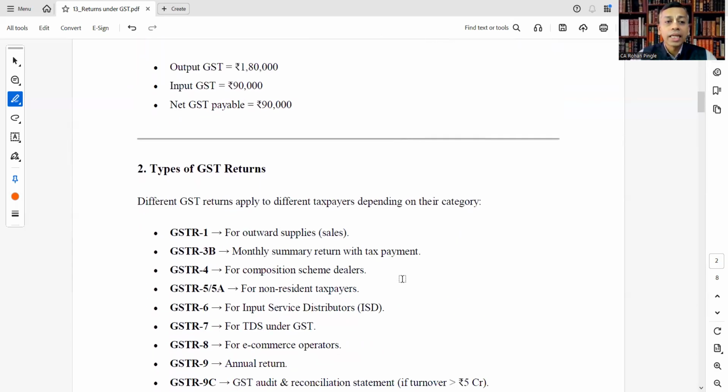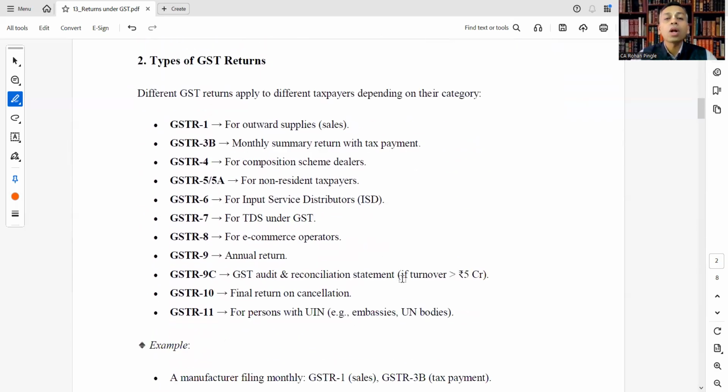Let's move on to the second topic, types of GST returns. What are the types of GST returns? It is based on the registered dealer's type. Different GST returns apply to different taxpayers depending on their category, as I said.